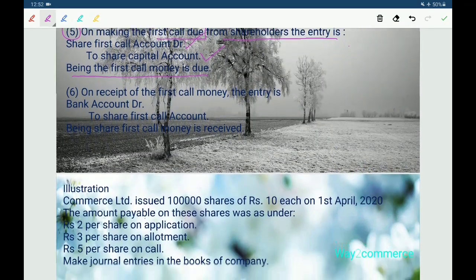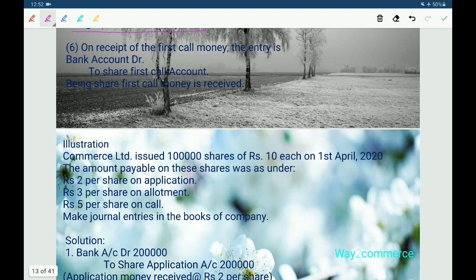Next, sixth one on receipt of the first call money. This is the receipt entry. So what is the entry? Bank account debited to share first call account. Narration: being share first call money is received.